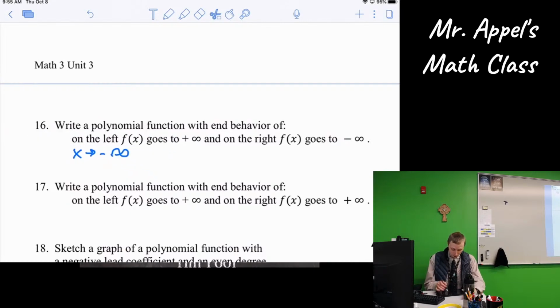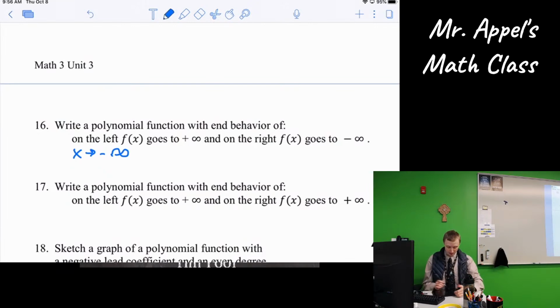It goes to positive infinity. All right, so it needs to go very far up. So inputting a negative x, a large negative x, should give me a positive result back. So what does that say about the odd or evenness of your degree?